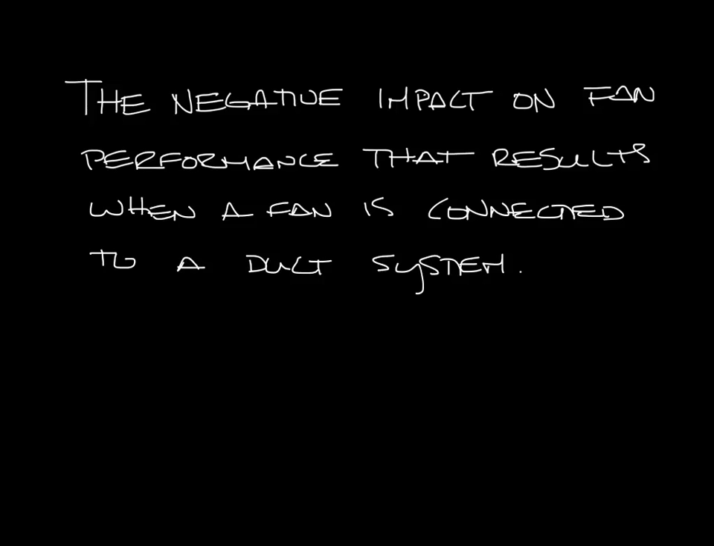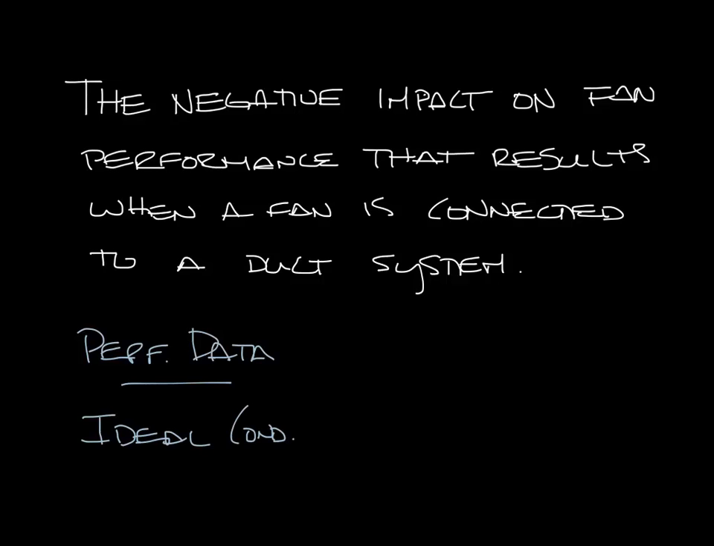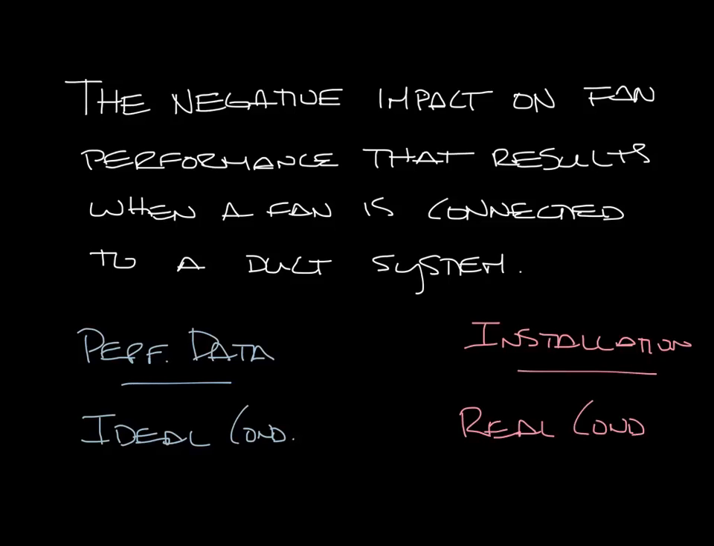So fan performance data is developed under ideal lab conditions. This allows you to look at fan data and know that at a certain pressure and RPM, the airflow will be a certain CFM. But when installed in the field, the ductwork and installation conditions will be different from how it was tested. The difference is essentially the system effect.